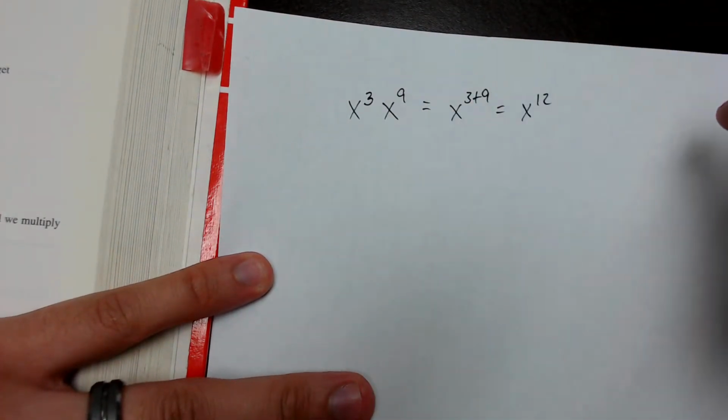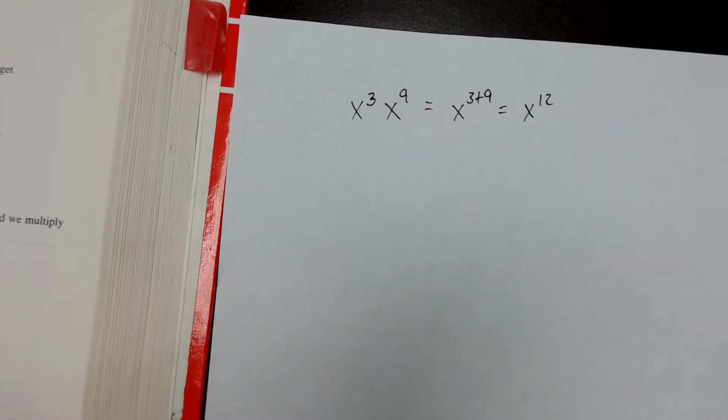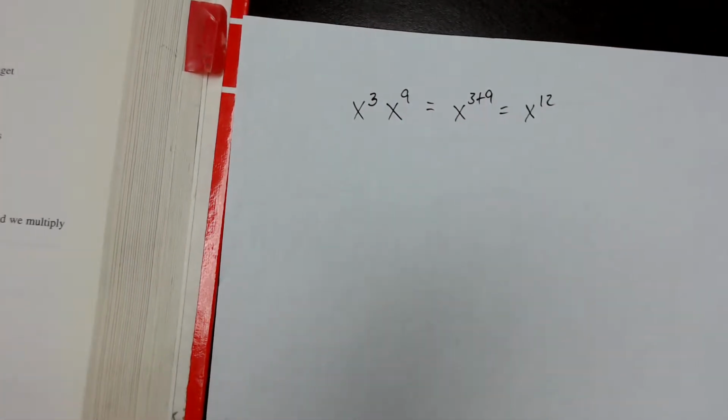Now, we're just going to be doing this rule right here. However, we're going to be doing it with some complex fractional exponents and then also some exponents that include variables or unknowns.